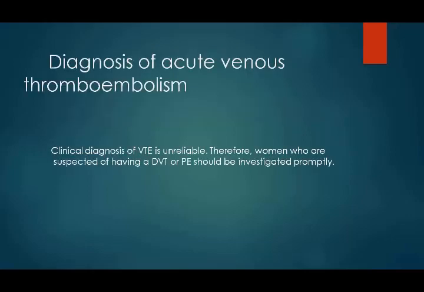So how are we going to diagnose a case of acute venous thromboembolism? Clinical diagnosis of VTE is unreliable. Therefore, women who are suspected of having a DVT or pulmonary embolism should be investigated promptly. So not only the clinical diagnosis, but investigation is equally important for the management.